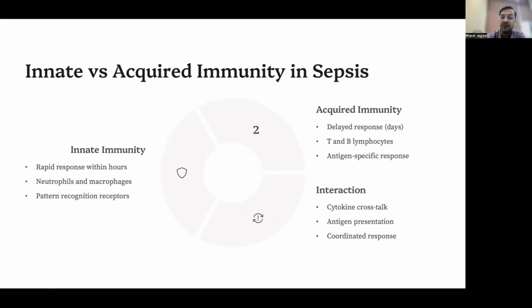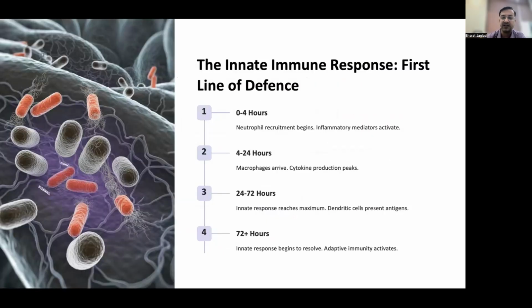Innate immunity is a response within hours, where the neutrophils and macrophages come into play, and the pattern recognition receptors are there. Acquired immunity is more of an antigen-specific response, and of course, it's a delayed one, where the T and B lymphocytes come into play, and the interaction is about cytokine crosstalk, antigen presentation, and a coordinated response.